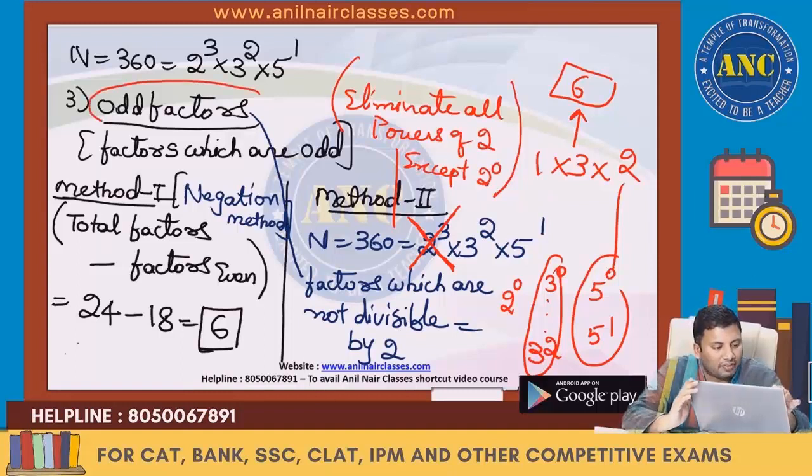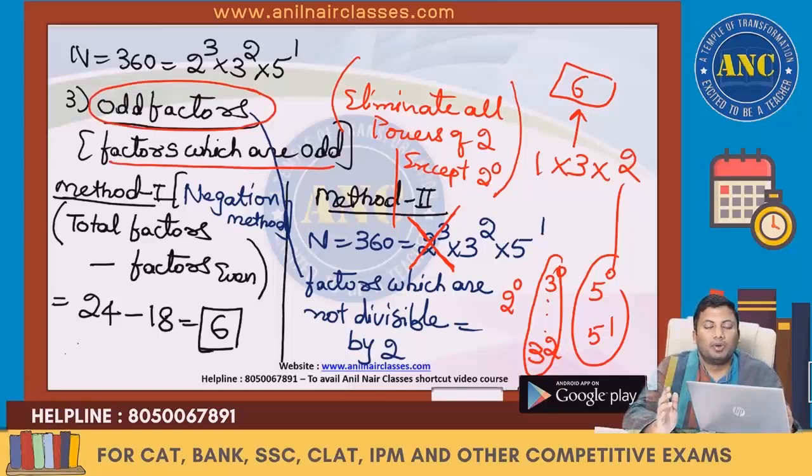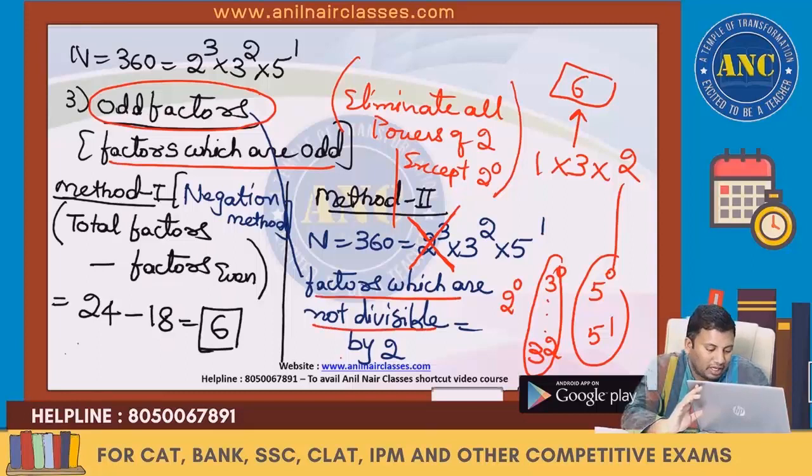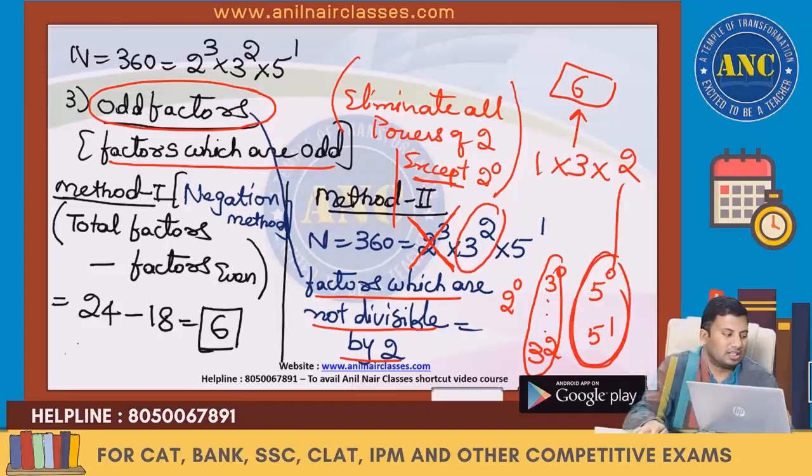What is an odd factor? An odd factor is a factor which is not divisible by 2. If it is not divisible by 2, a 2 should not be there. So everything from 2 power 1 to 2 power 3 is eliminated. Remaining is 2 power 0. 0 to 2, 3 cases. 0 to 1, 2 cases. 1 into 1 into 3 into 2, 6. A factor which is an odd number.